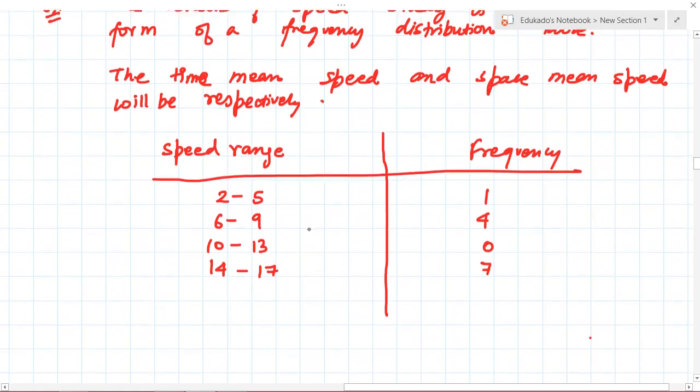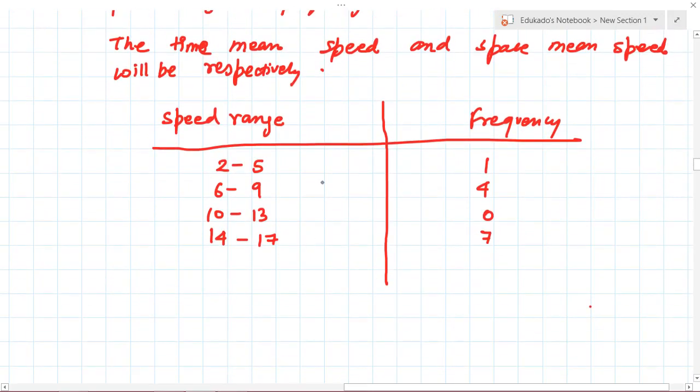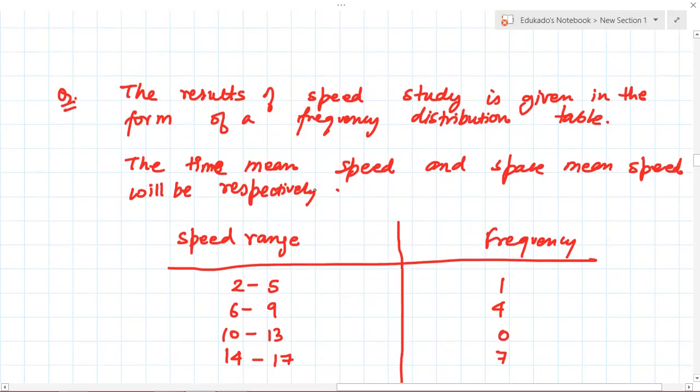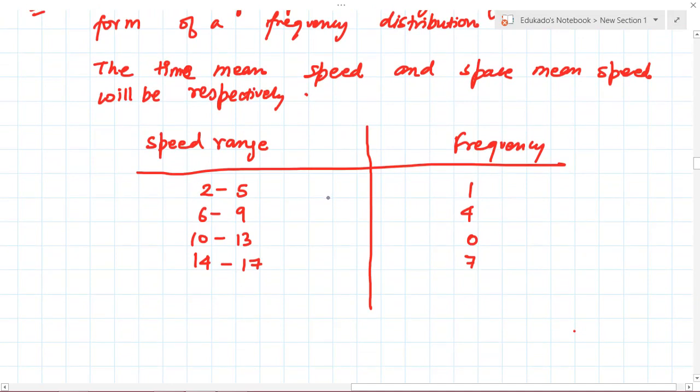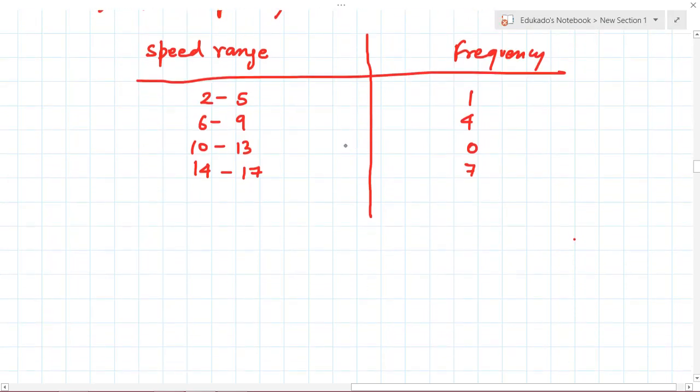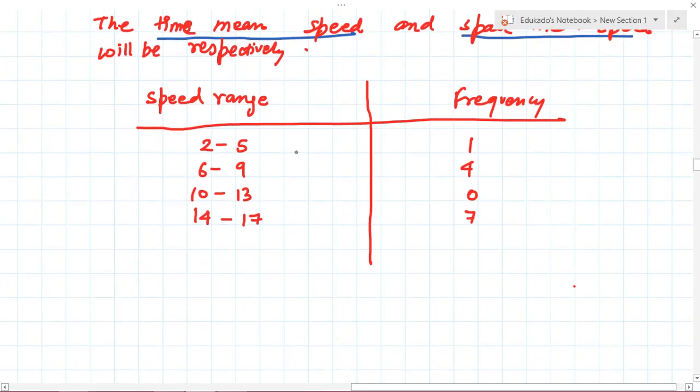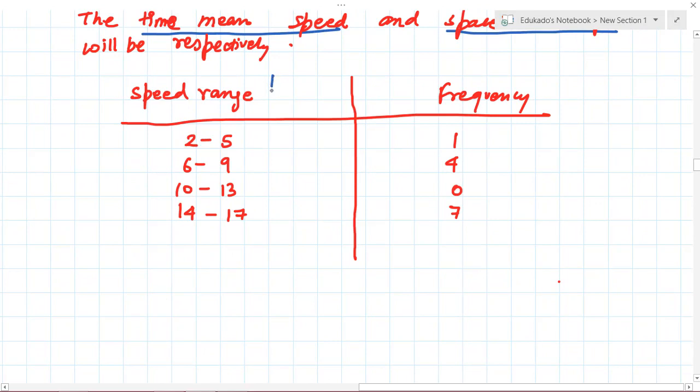When such questions arrive, let's complete the question first. It says we need to calculate the time mean speed and the space mean speed. Alright, we can do it. Let's find the average values. These are the class ranges, and now we need to find the class marks, the average of these.